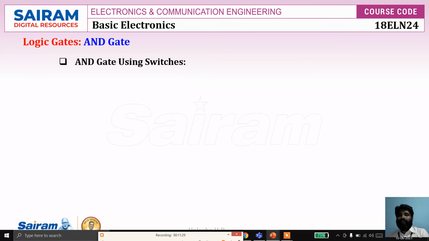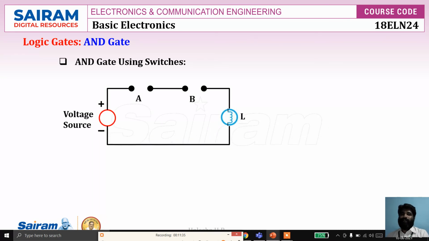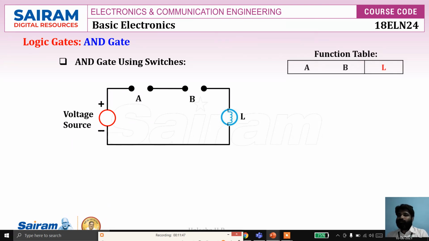Again, we'll see how we realize this AND gate operation using switches. Again, consider the same voltage source and lamp. Instead of connecting in parallel as in the OR gate, we connect the two switches in series, cascaded. So let's see the operation. A and B are the switches. If both are open, current will not flow, so the lamp is off.